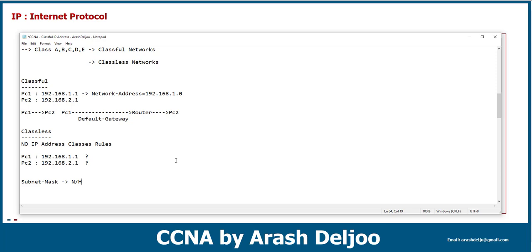You know that before the subnet mask we used the IP address classes rules for identifying the network part and the host part of an IP address. Now we are using the subnet mask. But how? Let me talk about that. Look here. Let me review the IP address. You know that in an IP address we have 32 bits. Okay, 1, 2, 3, 4.